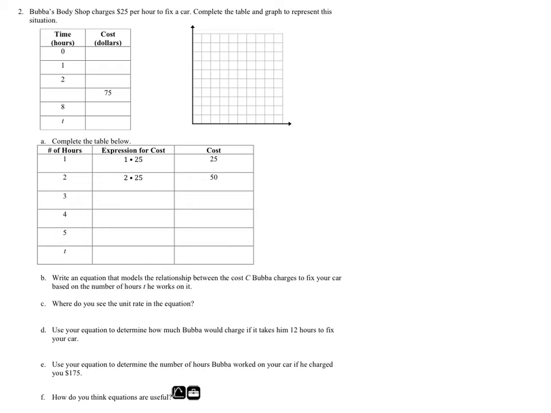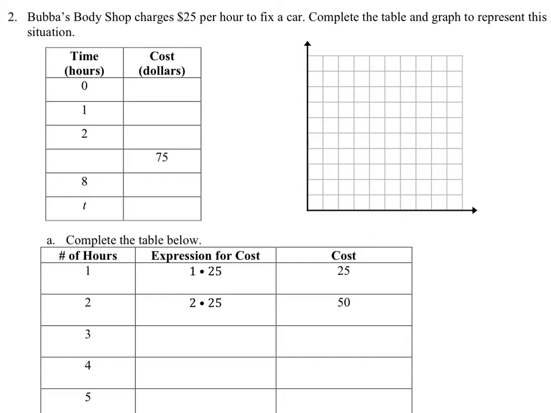Bubba's Body Shop charges $25 per hour to fix a car. We'll complete the table and the graph to represent this situation. So, up in here, we can see the time, and then we're looking at cost in hours, and it says, old Bubba, he's going to charge $25 per hour to fix some cars up. So, if Bubba works 0 hours, how much is he going to charge you? $0. That's pretty convenient, not only for you, but also for Bubba.